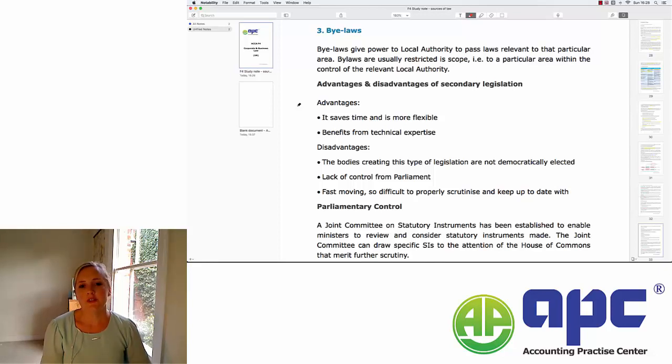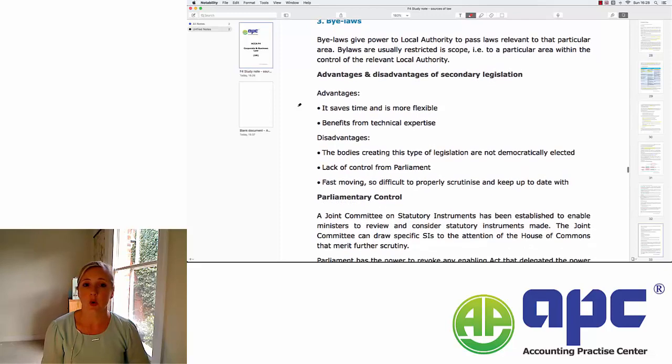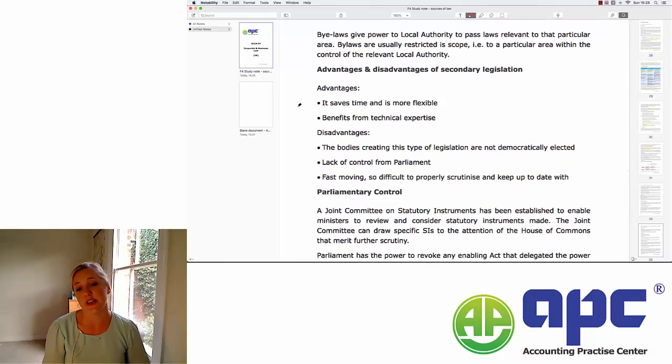So what are the advantages and disadvantages of secondary legislation? Well, as we've discussed, it's much more quick. You can get a lot more done. It's time-saving and it frees up parliamentary time. And also, particularly in the case of the statutory instruments that are passed on to the relevant department that specialises in the area that they're looking at, it can get a larger degree of technical expertise than perhaps would be given to it if it was looked at by central government.